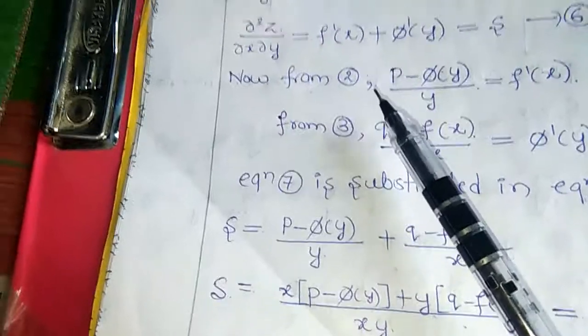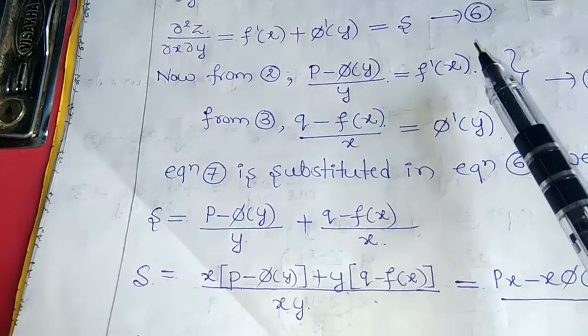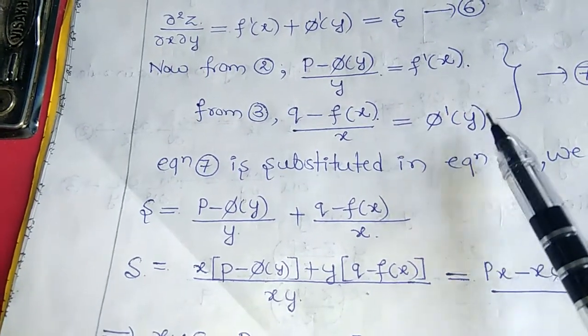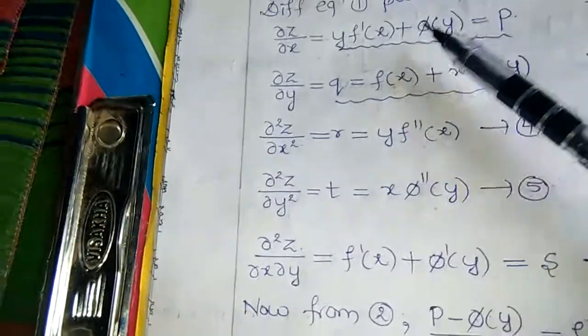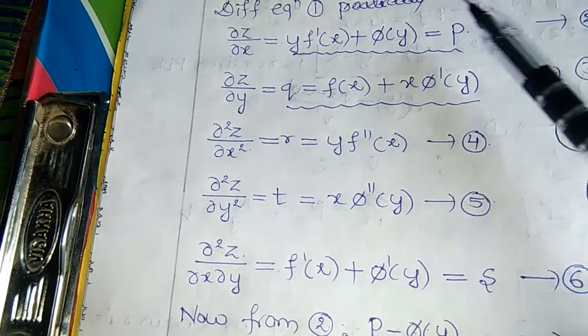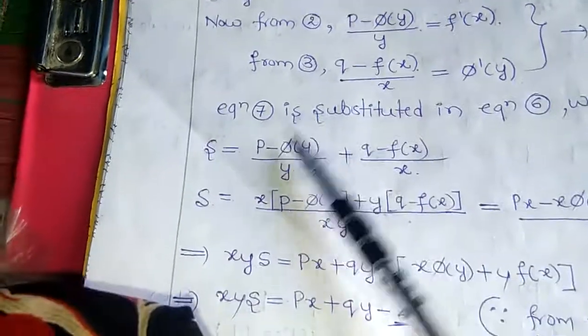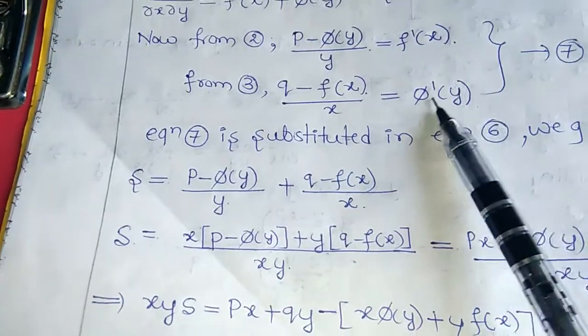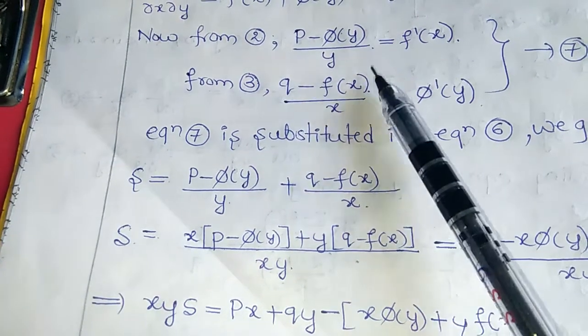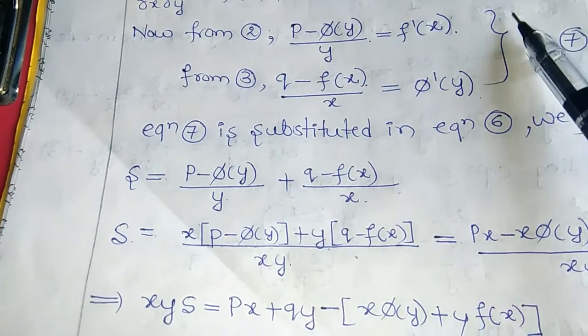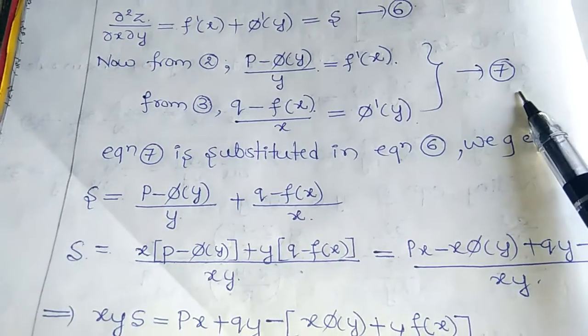From equation 2, we want the values of f dash of x and phi dash of y. From 2, the value of f dash of x is equal to p minus phi of y divided by y. From 3, the value of phi dash of y is equal to q minus f of x divided by x. Call this as equation 7.